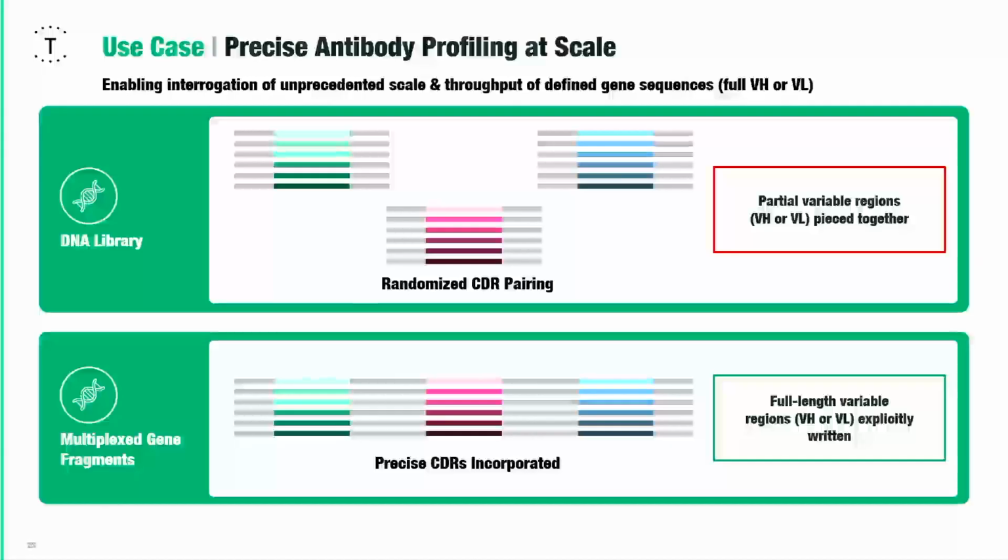So how does this product benefit us? Well, as I said in the previous case study, we shuffled the CDRs. And these multiplex gene fragments mean that we can actually keep trios of CDRs. We don't need to shuffle any of the CDRs. We can keep them exactly as they were intended in those three trios.